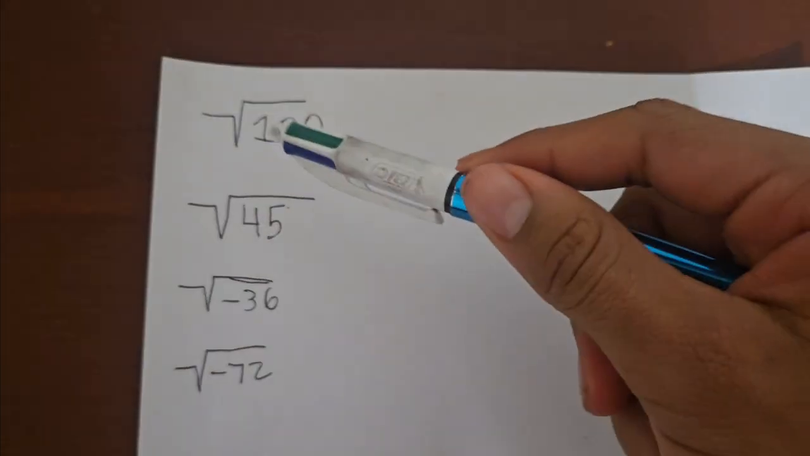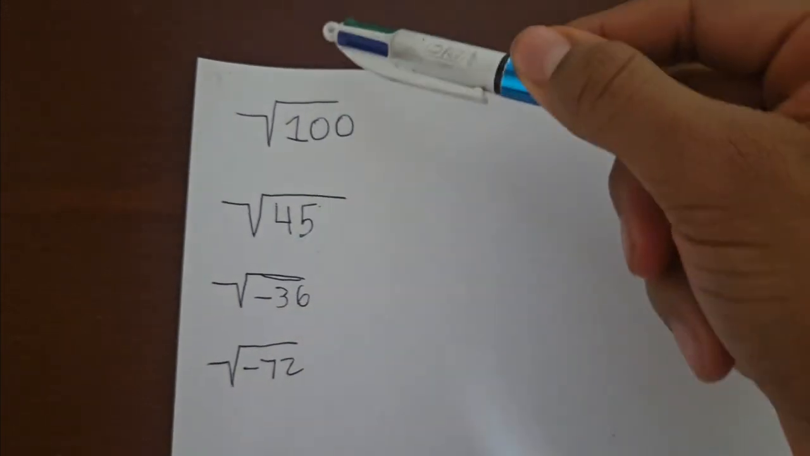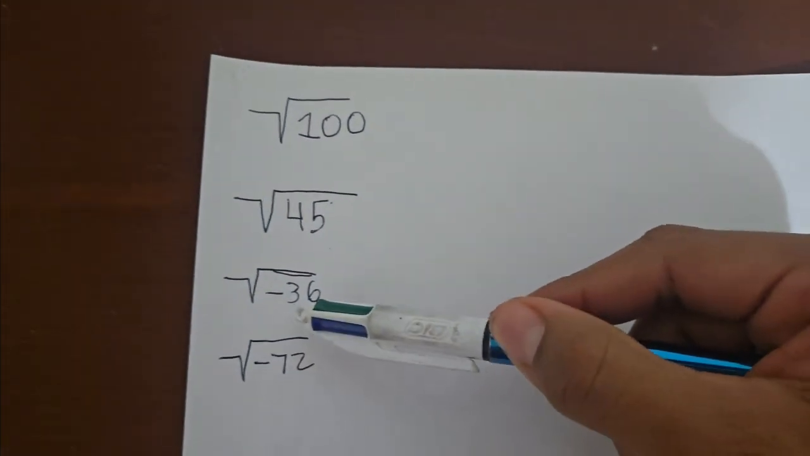Alright, welcome back to another video, and today we'll be doing simplifying radicals with real numbers, integers, and negative numbers. So let's go straight into it.